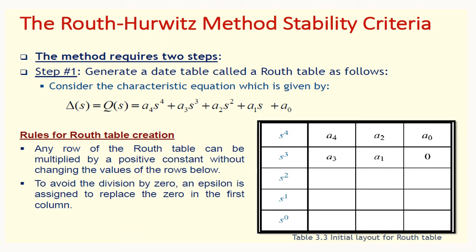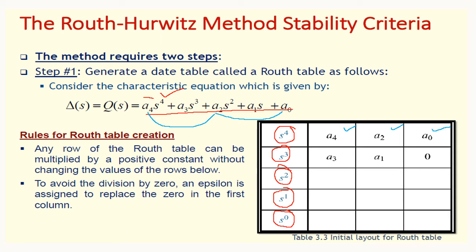Now, Routh-Hurwitz method stability criteria. Step 1. Generate a data table called Routh table as follows. For example, if the equation is given like this, depending on the order, the first one is S4, S3, S2, S1, S0. We write it in a column-wise basis. And the coefficients of the power we alternately write. So, for example, the first one is A4, we skip A3, we go with the second order, that is A2. Then again we skip A1, we write A0. So, it is A4, A2, A0.